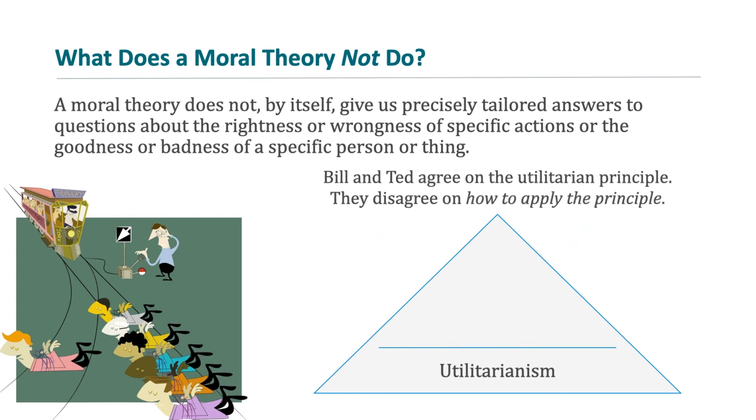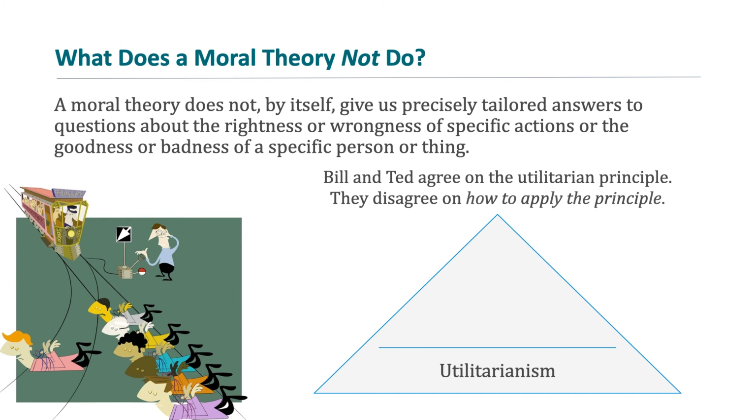Bill and Ted both agree on the utilitarian principle, but they disagree on how to apply the principle. And so the important point to recognize here is even if you come up with a principle that you think is the right moral principle, that doesn't mean that there's going to be an automatic answer for every moral question or moral dilemma that you have. It's maybe the start of arriving at a way to reason through moral principles, but it doesn't just give you the right moral answer to every question that you have.